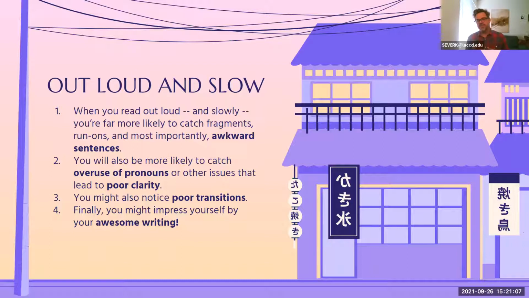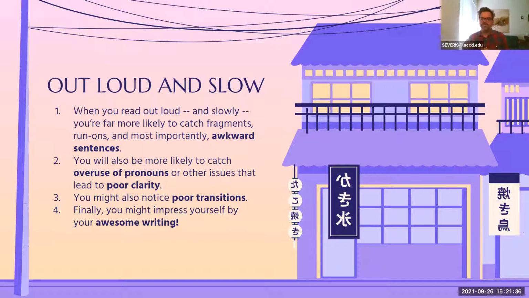Another thing you might catch are overuse of pronouns. That's words like he, him, it, they, her. When you use too many pronouns, especially when you're using a lot of pronouns to refer to different things, that could lead to confusion. And you'll have no clarity. Your reader won't know what you're referring to. Does he refer to Greg or is it to John? So you notice that when you read out loud.